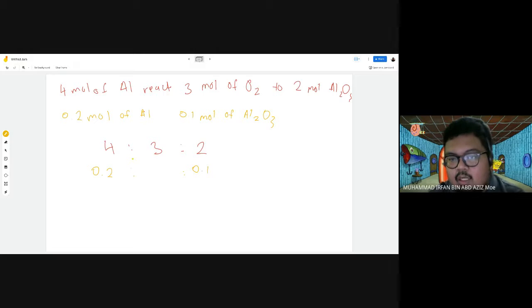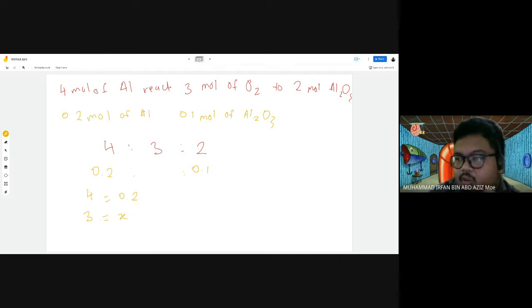So macam mana kalau untuk oksigen ni pula? Okay, ni you kena guna lain lah. So macam mana? Kita tengok 4 is equal to 0.2. Okay, so 3 berapa? Ni kena guna calculation lah, kena buat. Okay, try calculate 3 tu for oxygen. If you already get 0.2 mole of aluminium, so how many mole of oxygen yang needed from that ratio tu?